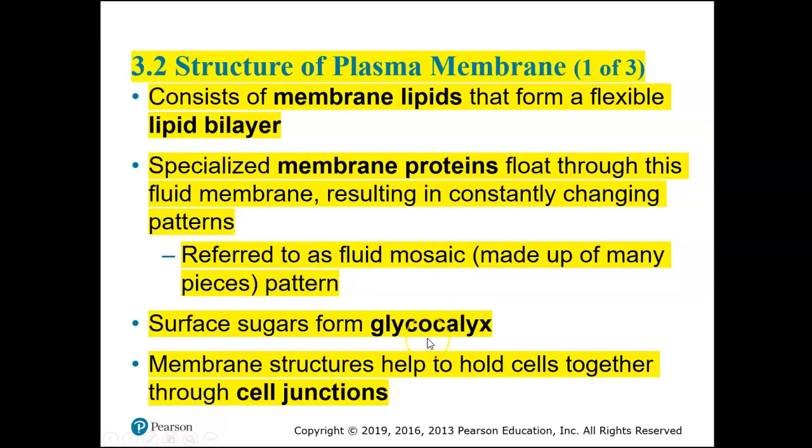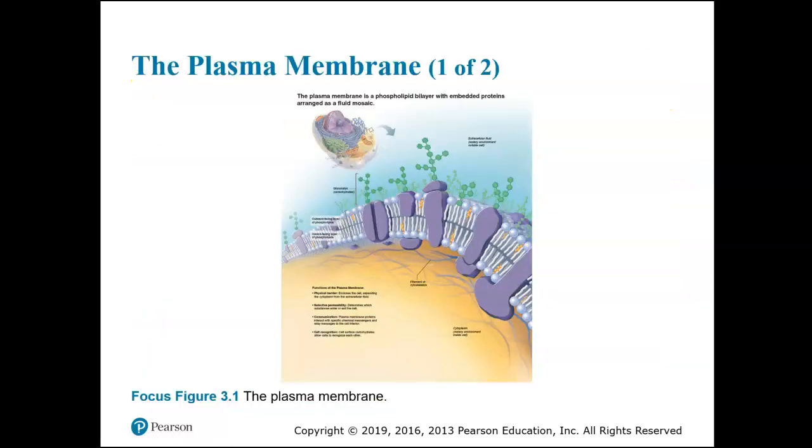There are carbohydrate chains that are attached either to the phospholipids or to the membrane proteins, and they form the glyco portion of the glycocalyx. So glyco just means like a chain of glucose molecules. And then cells are attached to each other by cell junctions.